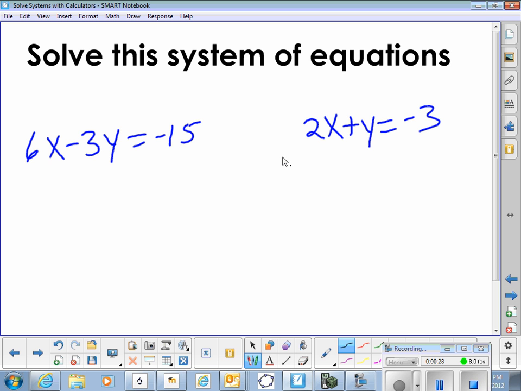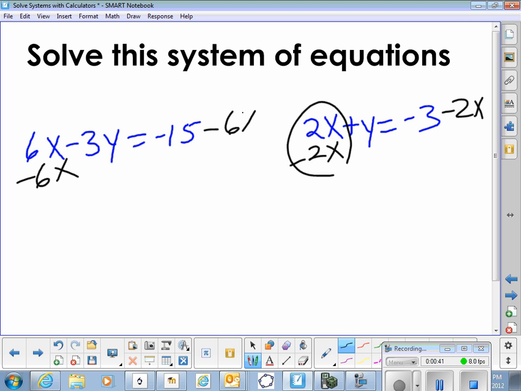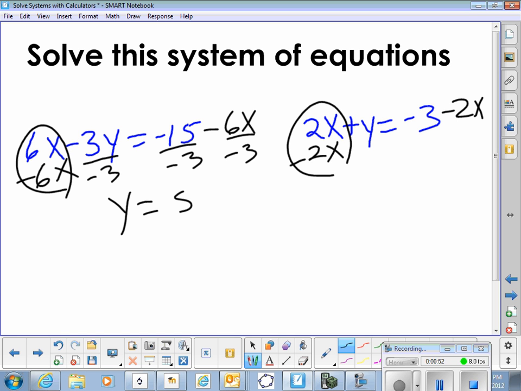Over to the right, that's not too hard. We can just subtract 2x from each side. And y equals negative 3 minus 2x. Over on the right, let's subtract 6x from each side. Let's divide by negative 3. So y equals 15 divided by 3 is 5, and negative divided by a negative is positive. And a 6 divided by 3 is 2, and negative divided by a negative is positive. So y equals 5x plus 2.